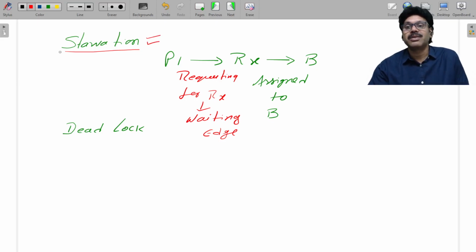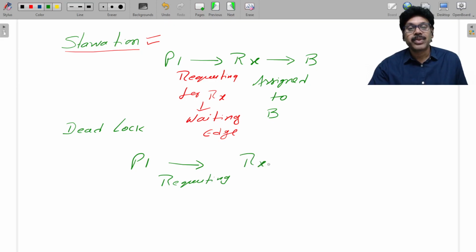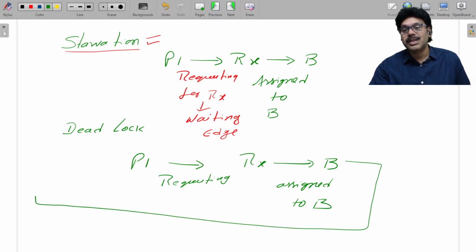But deadlock is different. What is the deadlock situation? Bidirectional starvation is needed. What is bidirectional starvation? There is a process P1 requesting Rx, but Rx is already assigned to B, and B is requesting resource A, which is already given to P1.